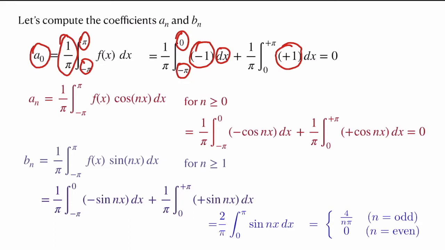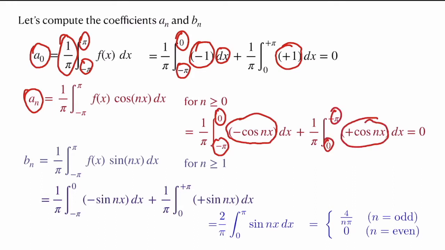Let's calculate the a_n coefficient which corresponds to the basis cos nx. Again, because the function takes two discrete values, we split up the integral into two regions: minus pi to 0, where the integrand becomes minus cos nx, and from 0 to pi, where it becomes plus cos nx. This integral also becomes 0. No need to do this calculation. We know there is a minus sign here and a plus sign here. They are exactly opposite to each other and they would cancel out.